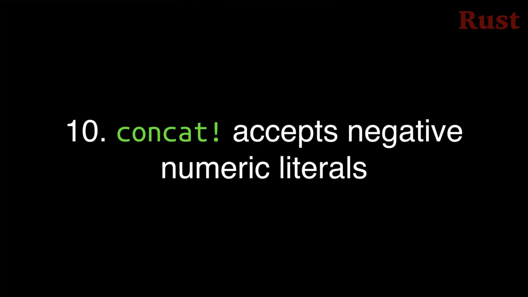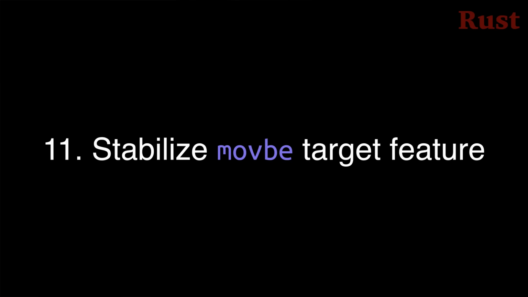Number 10, the concat macro now accepts negative numeric literals. It already accepted string literals and positive numeric literals. Now it accepts negative numeric literals as well. Number 11, the x86 movbe, or move data after swapping bytes, CPU instruction target feature has been stabilized. So if you use x86 specific target features, have fun with it.